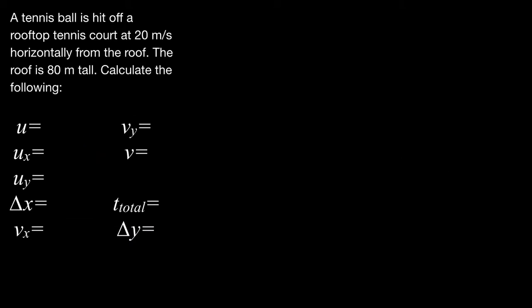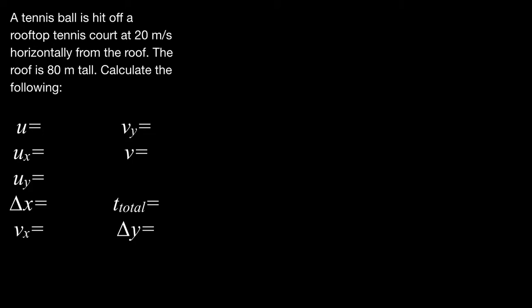So what we want to look at now is a quick example question. It's very much the same as the question in question 1 in your problems for this lesson. But you'll find that other questions will give you different starting information, so you have to use different equations, but you'll get the hang of that. So first, let's look at this example. We've got a tennis ball is hit off a rooftop tennis court at 20 meters per second, horizontally from the roof. The roof is 80 meters tall.